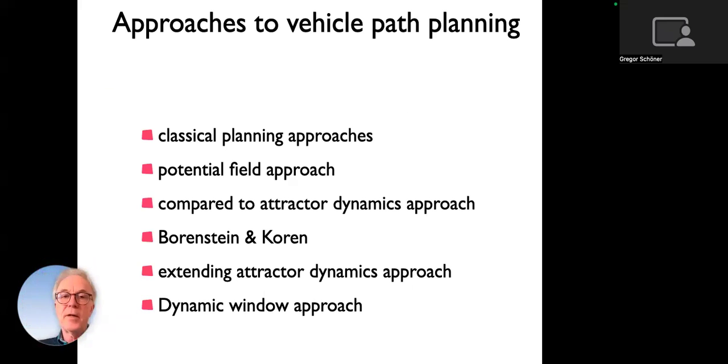And so what I'll be talking about are methods. I first introduce briefly classical planning approaches, which will be 90% of the literature, and then present the potential field approach, which you already encountered a little bit in the book chapter paper some of you read, and I'll compare that to the attractor dynamics approach. Following that paper, I briefly review Bornstein and Koren, which is an approach that is sort of like the attractor dynamics approach, and then talk about extending the attractor dynamics approach a little bit. The last thing, actually, the order is a little different now: the dynamic window approach, as a sort of extension of the potential field approach. I think I have moved that a little up.